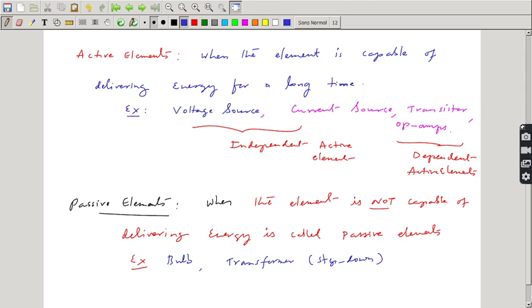So we'll stop here. In the next video we'll come with passive elements: resistor, inductor and capacitor.